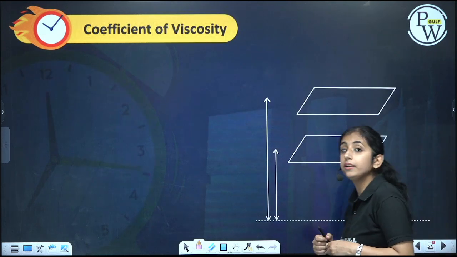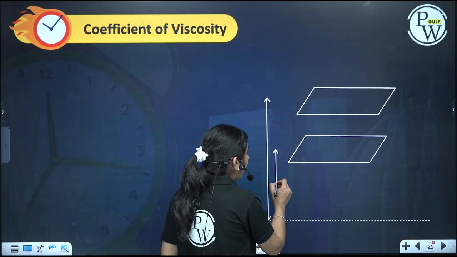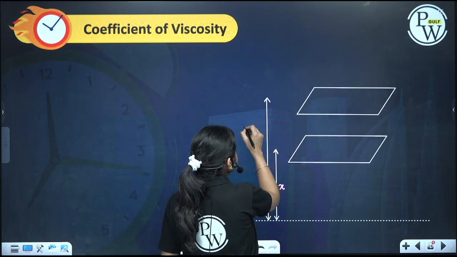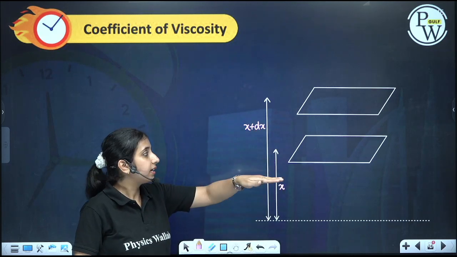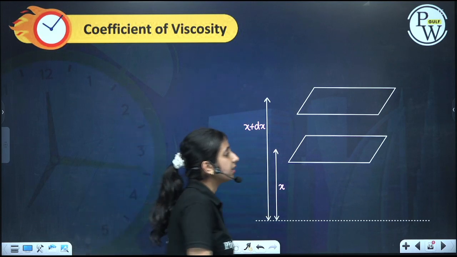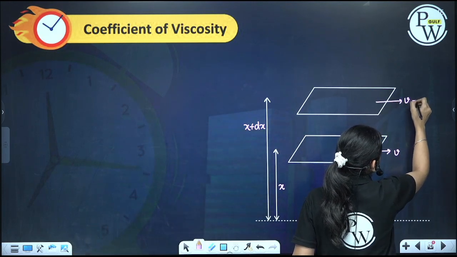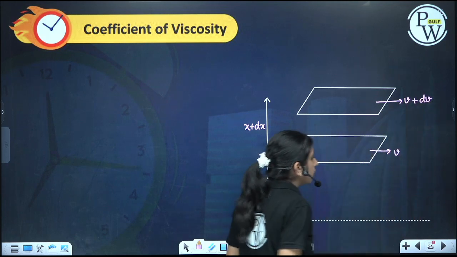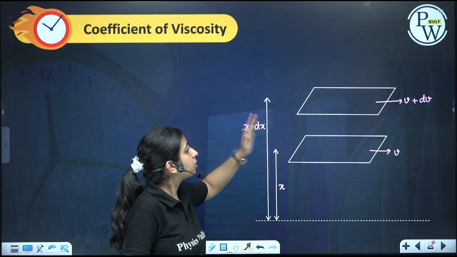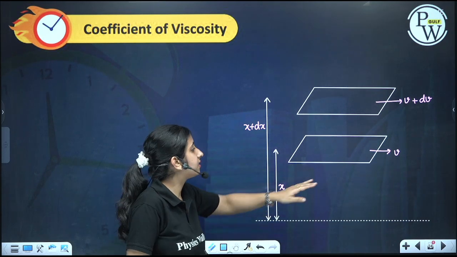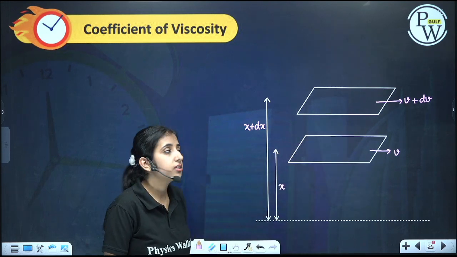Now let us find the coefficient of viscosity. Suppose we have two layers: one at a height x and the other at a height x plus dx. This layer has velocity v. As we move upwards velocity increases, so the upper layer has velocity v plus dv. This is the surface, and the fluid is moving like this. One layer is at a distance x from the surface with velocity v, the other is at x plus dx with velocity v plus dv.